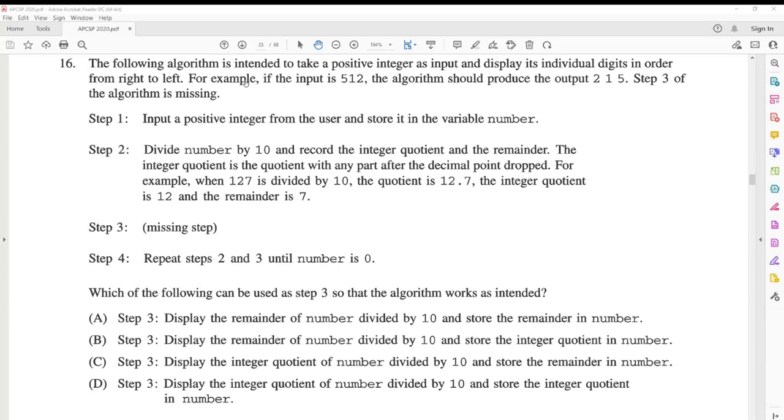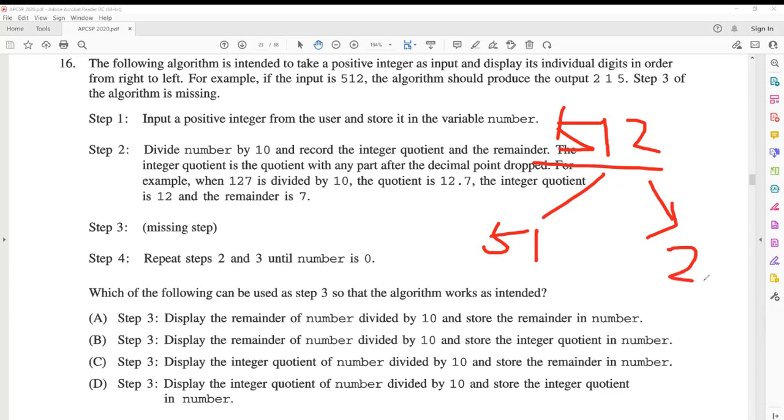Here you take an integer, for example the number 512, and divide it by 10. We separate the number into a quotient and a remainder. So this one is only saying that you have 5, 1, 2, and you separate it into the quotient and the remainder.